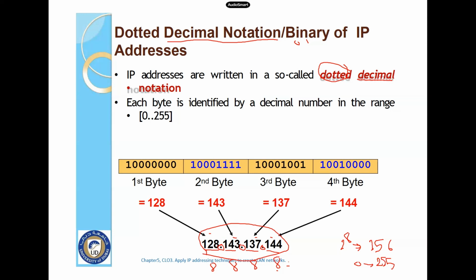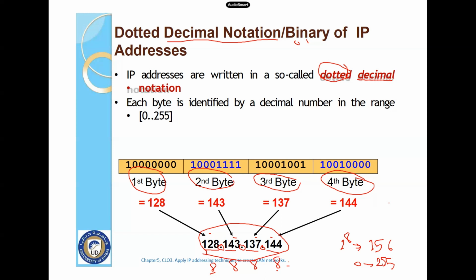And you know that 8 bits is 1 byte. So we call the leftmost part the first byte, then the second byte, third byte, and fourth byte. I will assume that you know how to convert from binary to decimal and the opposite. So each byte is identified by a decimal number in the range of 0 to 255.